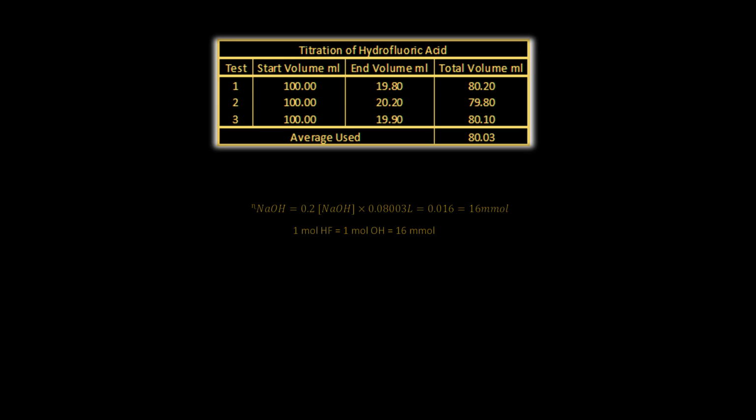The molarity of the hydrofluoric acid is equal to the number of moles of hydrofluoric acid divided by the number of liters of solution. Since 1 mole of hydroxide is equal to 1 mole of hydrofluoric acid, 16 millimoles divided by the 50 milliliters of the initial sample, the molarity of the hydrofluoric acid is therefore 0.032 molar, or 0.32 normal hydrofluoric acid. This process and procedure is used for most, if not all, acid-base titrations, as well as normalizing other compounds in solution.